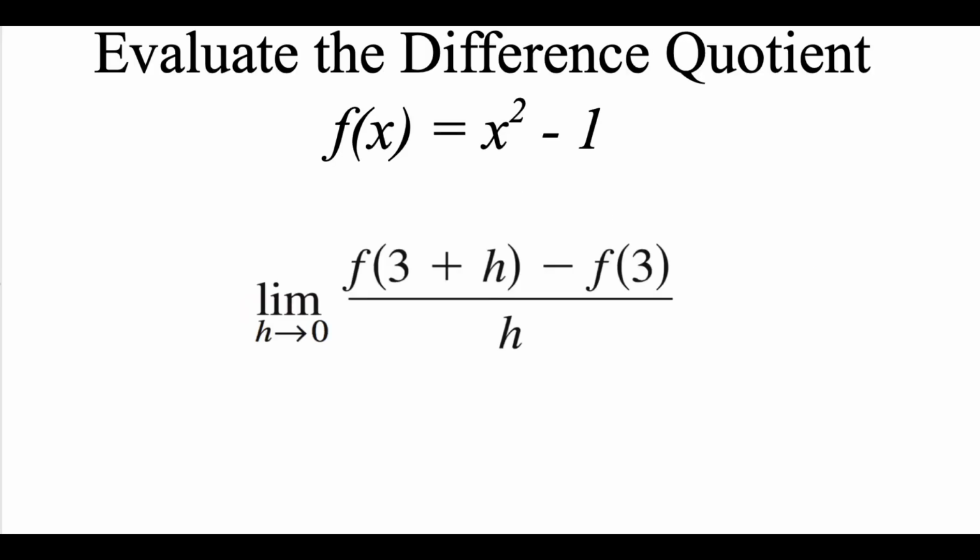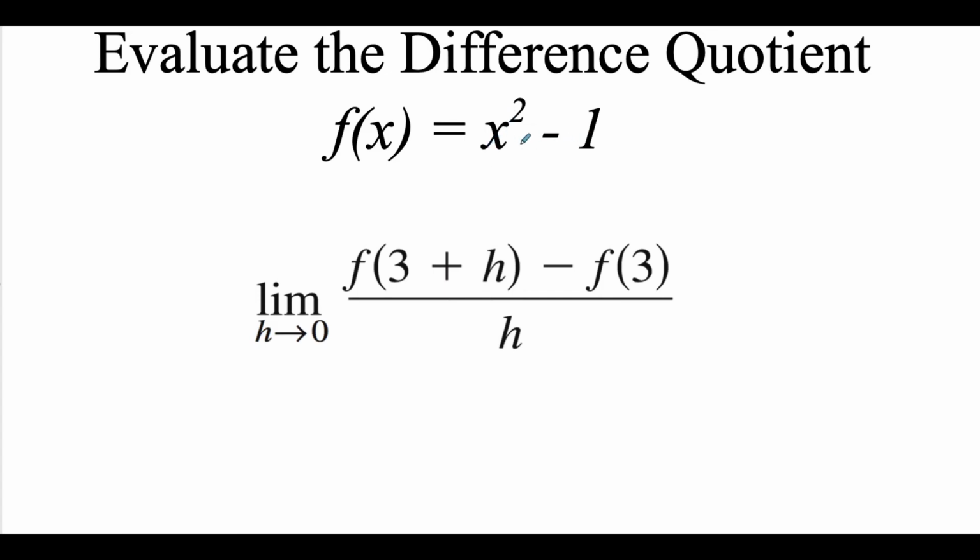In this first example, we're going to look at the function f of x equals x squared minus 1, and we're going to do this difference quotient here, f of 3 plus h minus f of 3 all over h, and we're going to do that limit as h is approaching 0. The first thing we have to do is figure out what this function notation is telling us to do. This f of 3 plus h means in our function f, where the x is, we're supposed to plug in 3 plus h.